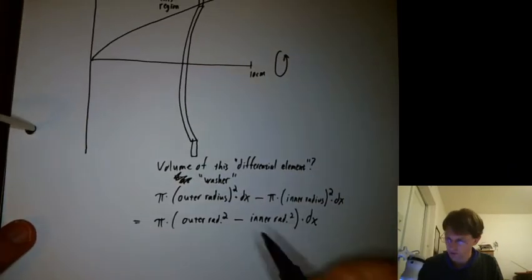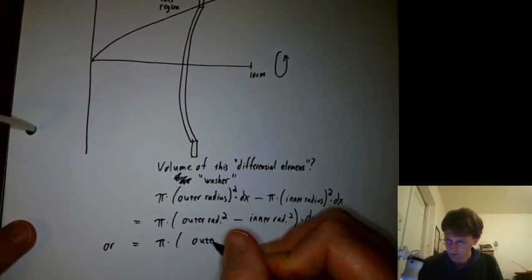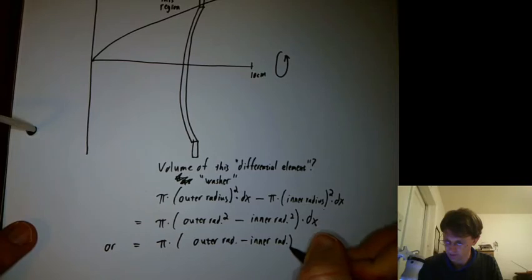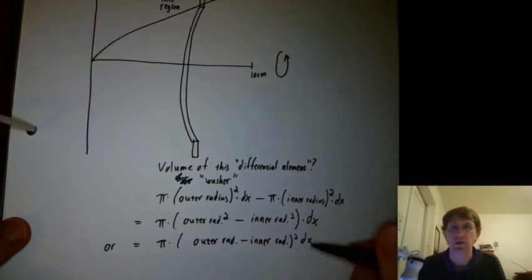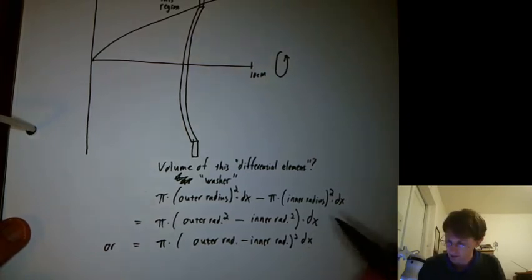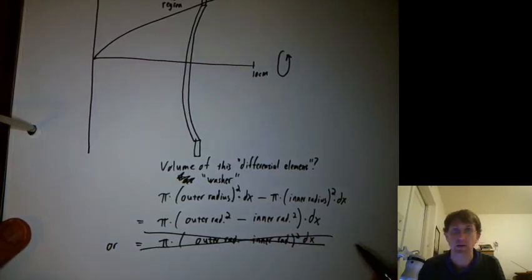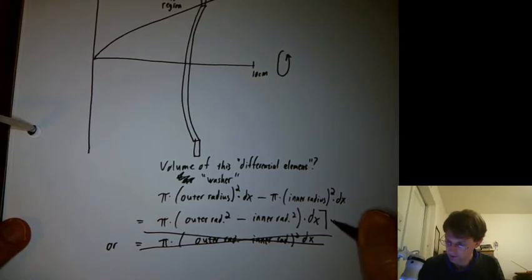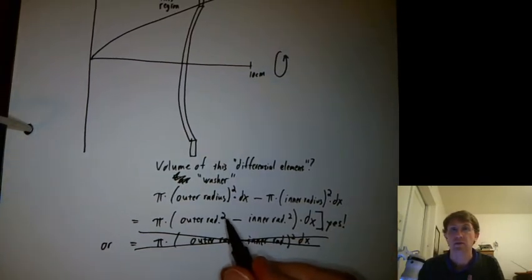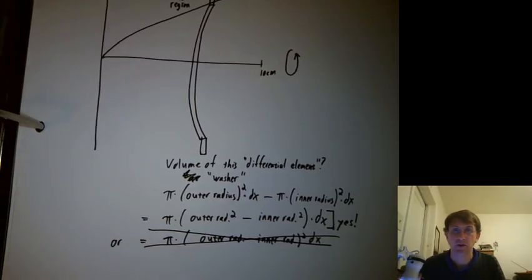Is that what you would get? Or would you get pi times outer radius minus inner radius squared dx? Which one of those two lines do you think is correct, or are they the same? Well, it turns out they're not the same, and this one is not correct. So we're going to cross that out. We're going to say yes to this one. You can't just collect the squaring across a subtraction like that, right? That would make life a lot easier, but it ends up being wrong.